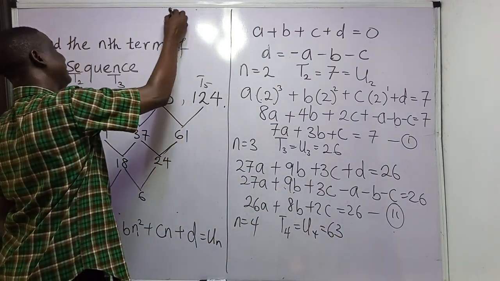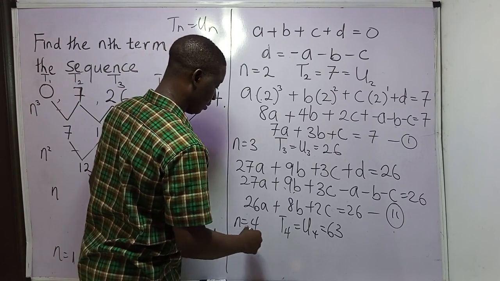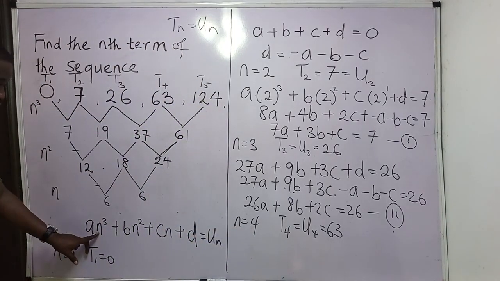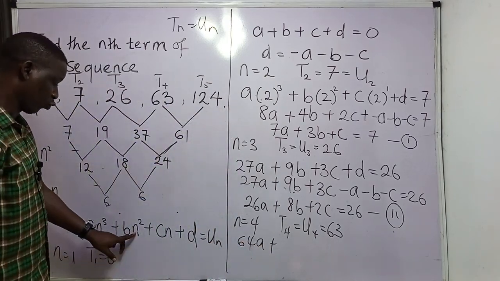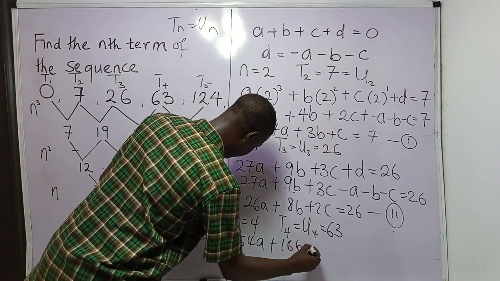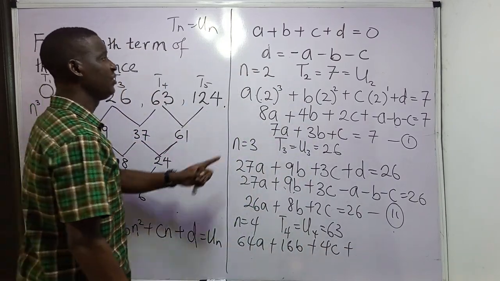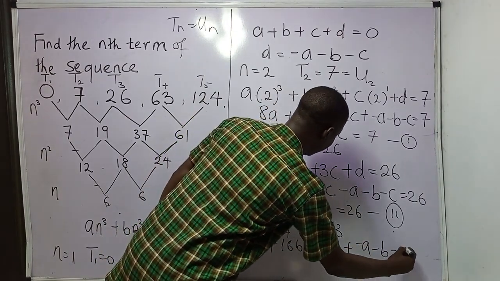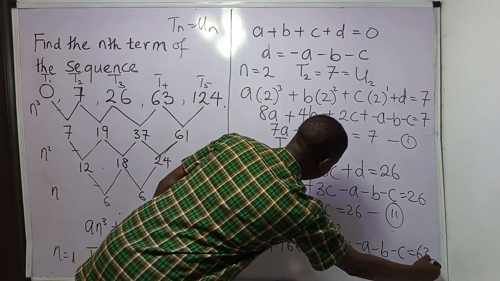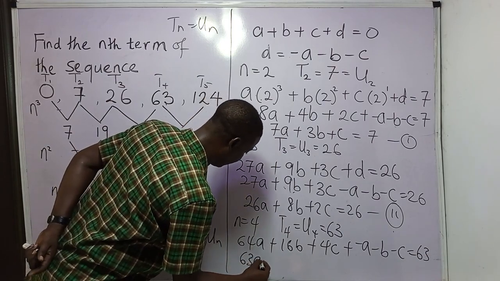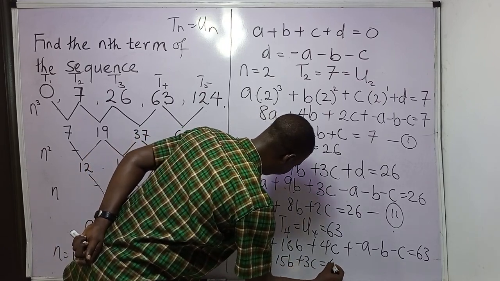So don't forget, tn is the same as un, the nth term. So when n equals 4, put 4 here, 4 cube is 64a, plus 4 squared is 16b, plus 4c plus d. Our d is minus a minus b minus c, equals to our fourth term, which is 63. So finally, we would have 63a plus 15b plus 3c equal to 63.